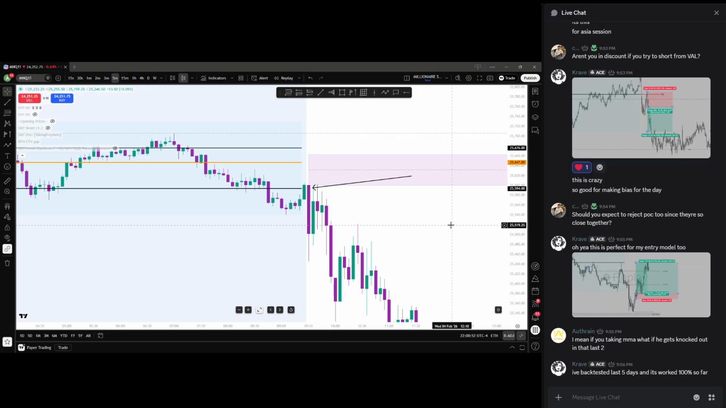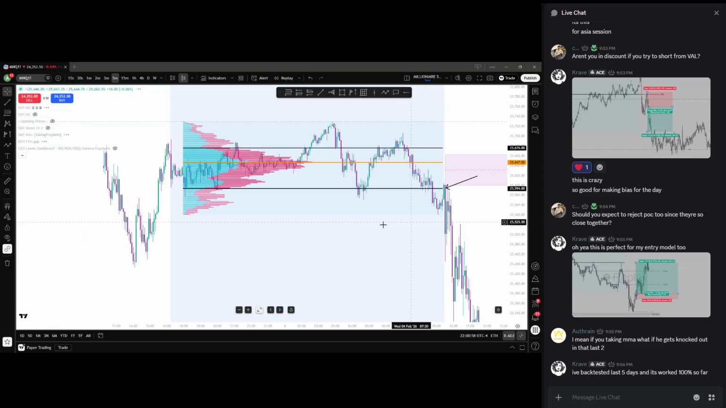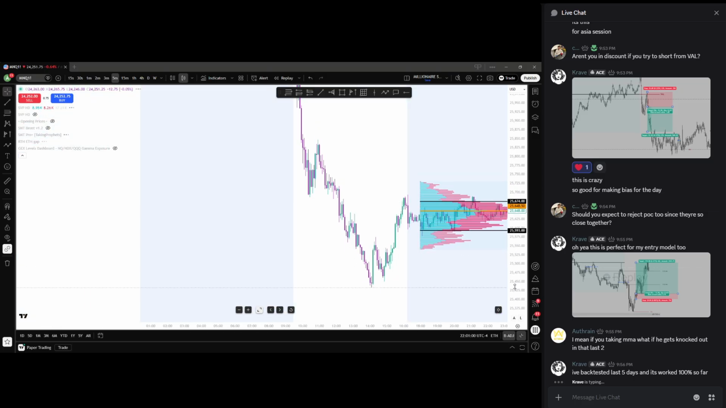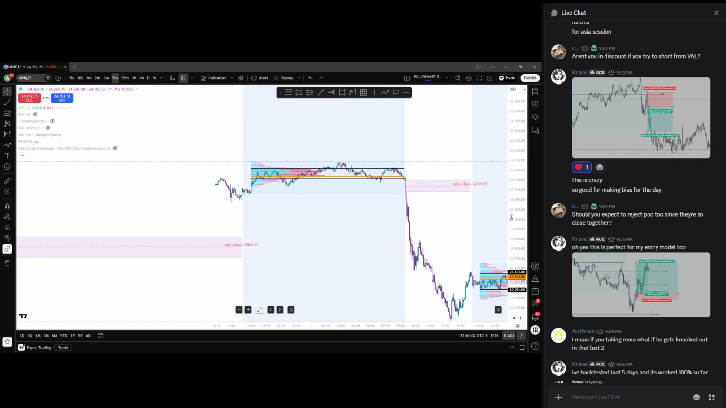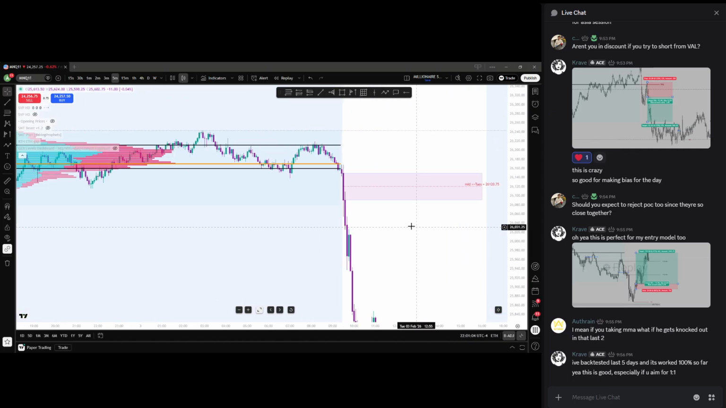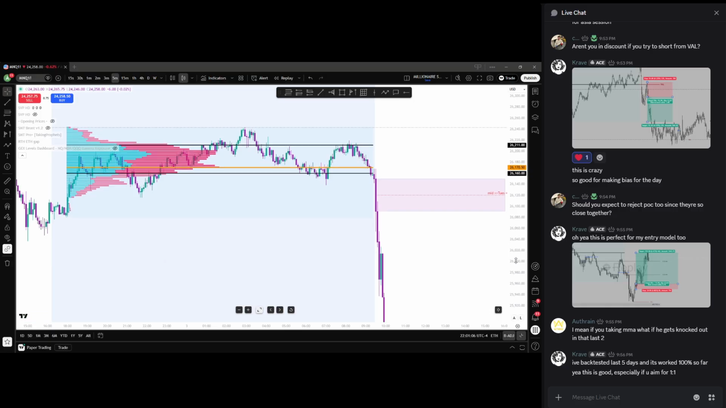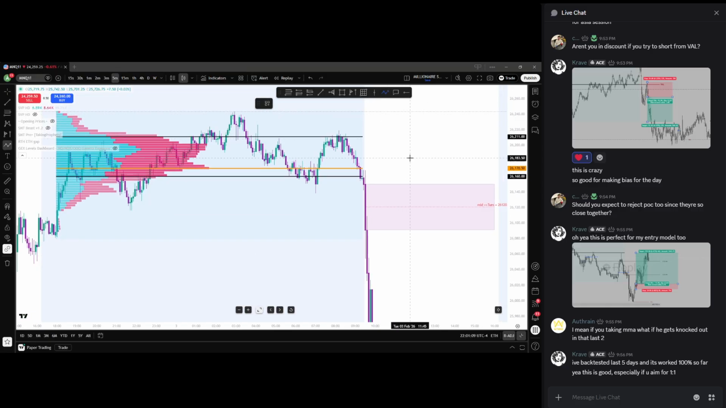Crave is like, I backtested the last 5 days and it worked 100% so far. It works a lot. I'm not saying it's 100%, but it definitely works a lot. That's why I was like, there's no perfect model. But it's kind of hard to fake volume. You know what I mean? Right here, you get your little wick, value area low, and then you're off to the races, dude.